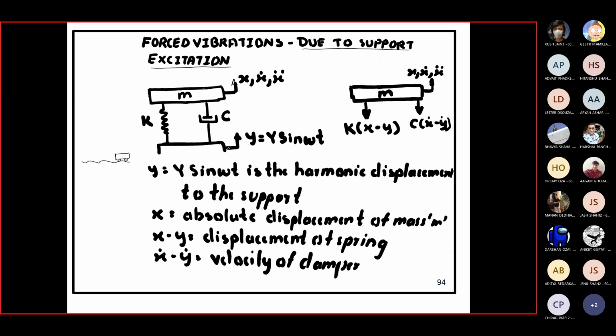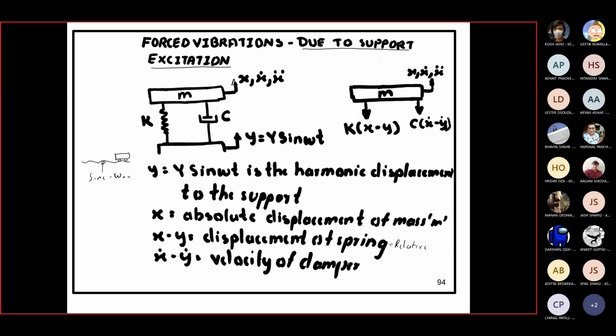So suppose now I can mathematically assume that this is a sinusoidal profile, and I can say that the disturbance is y equal to Y sine omega t. So Y is the amplitude of this disturbance. That is the harmonic displacement applied to the support. So x is the absolute displacement, and x minus y is the displacement of the spring, that is the relative displacement, and x dot minus y dot is the velocity of the damper.